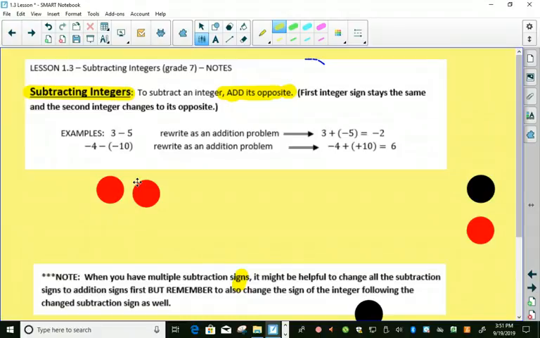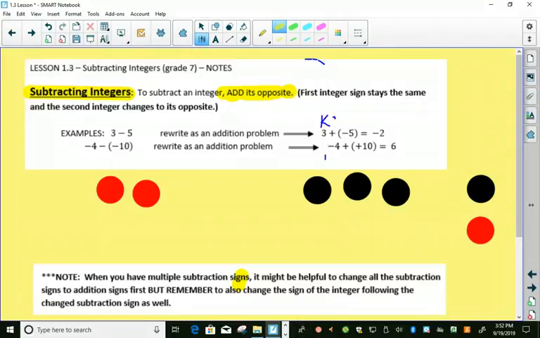Showing it as an addition problem, I'm going to start with my original 3 black counters. 1, 2, 3. But now, instead of subtracting 5, I'm going to add its opposite. So instead of subtracting 5, I'm going to add a negative. A lot of times you'll hear me say keep, change, change. You keep the first number the same, you change subtraction to addition, and then you change the value of the second integer to its opposite. So because it was 5, it's now negative 5. Keep, change, change.